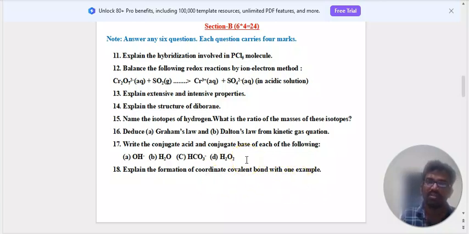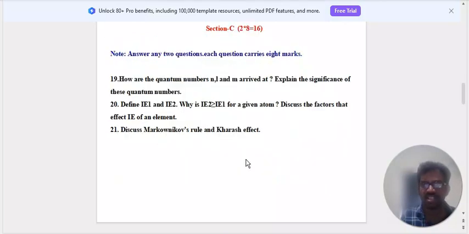Now we move on to section C. In section C, you need to write 2 questions, and you can see 2 questions carrying 8 marks. How are the quantum numbers n, l and m arrived at, and explain the significance of the quantum numbers. These are repeated questions from previous papers. Define this, which is also a repeated question. And see the 21st, discuss Markovnikov's rule and Kharasch effect. These 2 questions are repeated in every IPE exam. So students compulsorily need to learn these questions, they are very important.